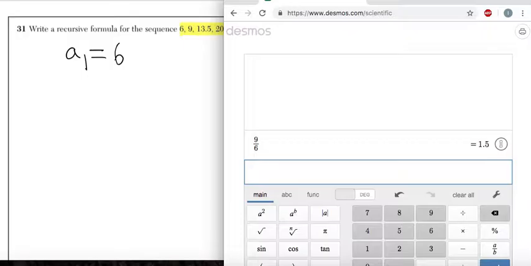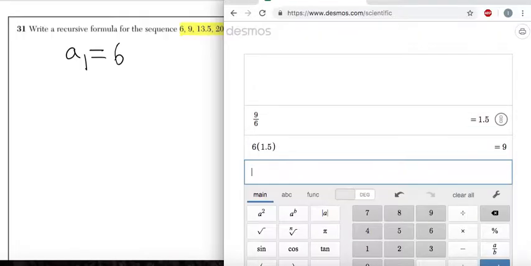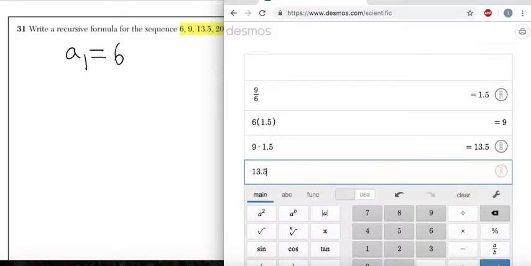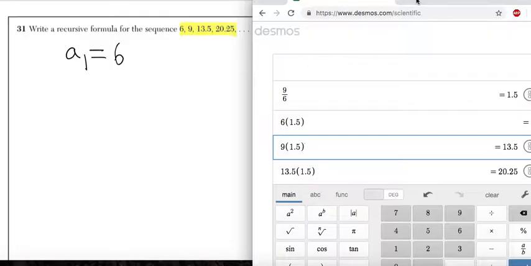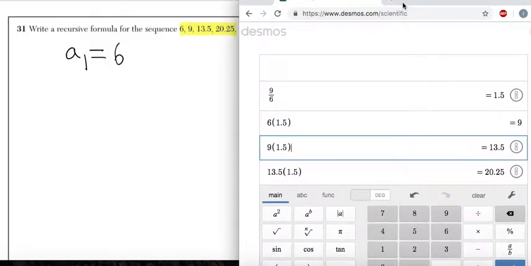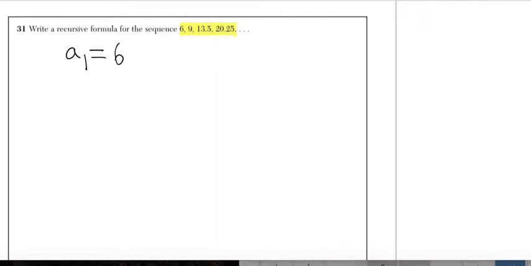Now what I'm going to do is confirm by multiplying constantly by 1.5. 6 times 1.5 is 9. 9 times 1.5 is 13.5. 13.5 times 1.5, I'll keep the notation consistent. I use the dot for multiplication instead of the parentheses, but let's keep it the same. Is 20.25. So we have indeed a geometric sequence with a common ratio of 1.5. We are multiplying by 1.5 each time.